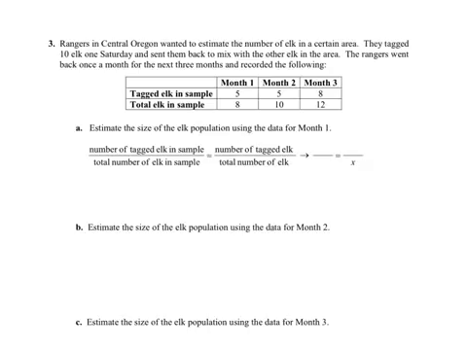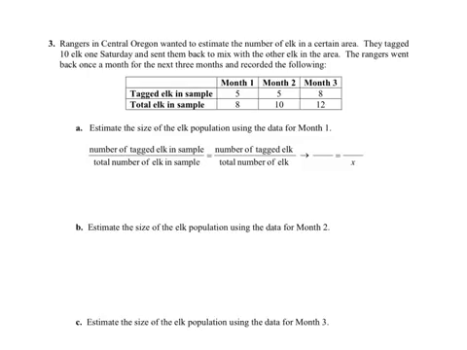Okay, here we are, number 3. Number 3 says, rangers in Central Oregon wanted to estimate the number of elk in a certain area. They tagged 10 elk one Saturday and sent them back to mix with the other elk in the area. The rangers went back once a month for the next 3 months and recorded the following data.